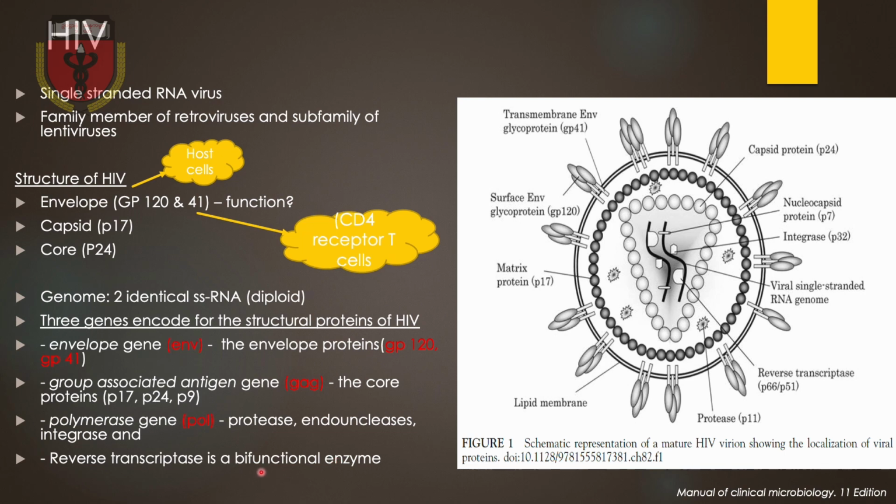And the third gene is the polymerase gene. As the name implies, polymerase helps with viral nucleic acid amplification, building up the internal nucleic acid machinery. The polymerase gene encodes protease, endonuclease, and integrase, so any nucleic acid amplification and nucleic acid life cycle activities. They are encoded by POL. Then the reverse transcriptase is a bifunctional enzyme.